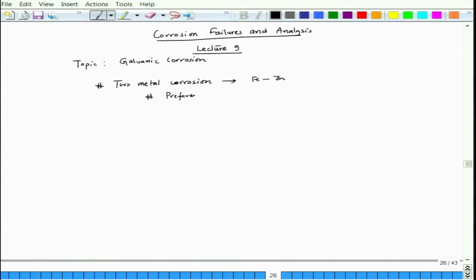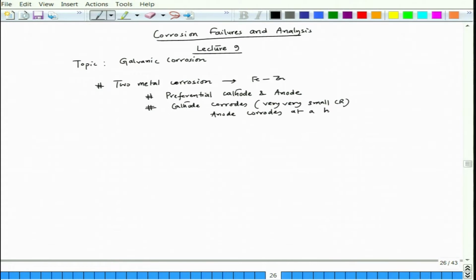The first observation was preferential cathode and anode, and the second observation was that the cathode also corrodes, but at a very small corrosion rate, and the anode corrodes at a high rate. Fine.